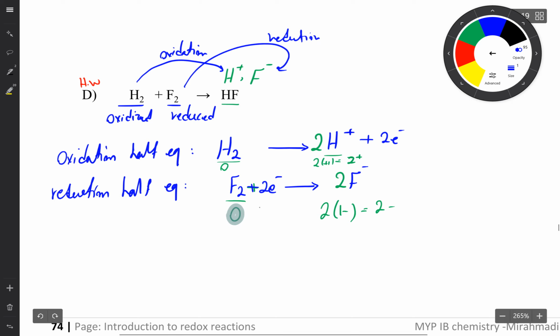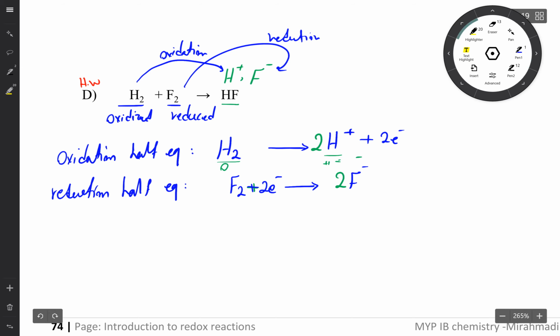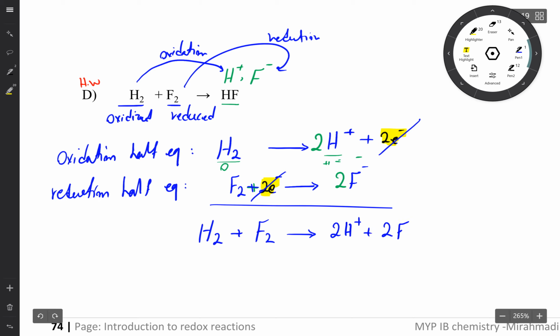Now I can add these two half equations, and in these two half equations we can see that the number of electrons in the oxidation and reduction are equal, so we don't need to do anything further. We just add, these two electrons cancel out each other, so what remains at the left side is H2 plus F2, and at the right side we will have 2H plus plus 2F minus. Okay, so this was the homework question that we had.